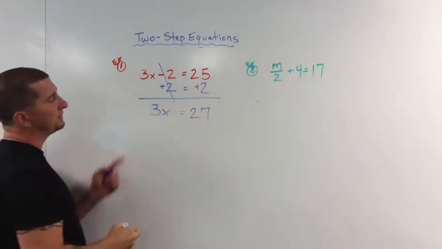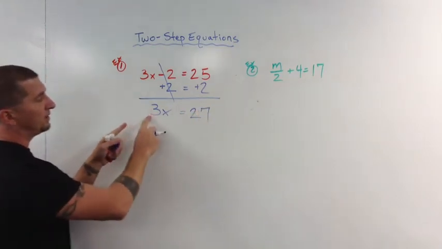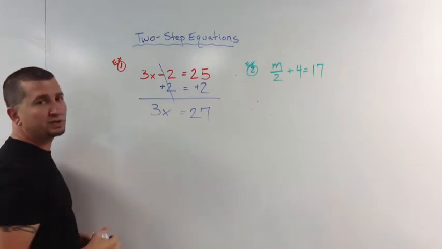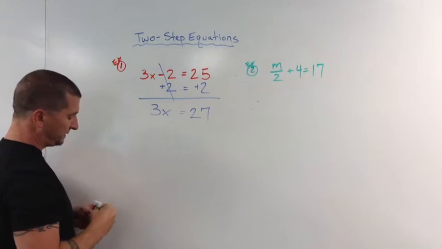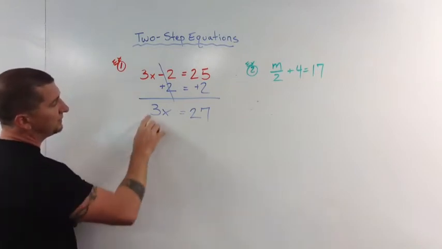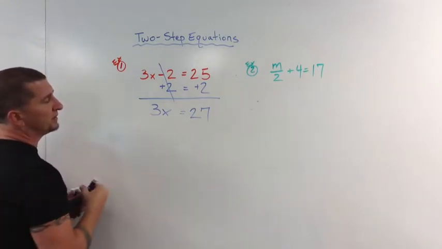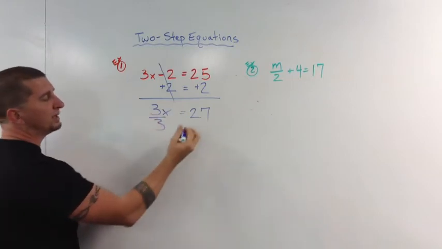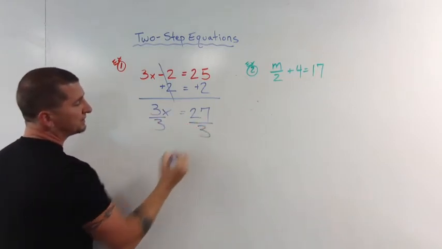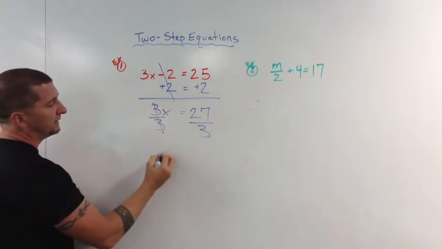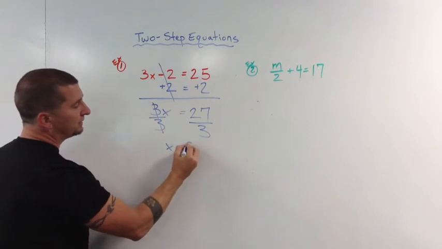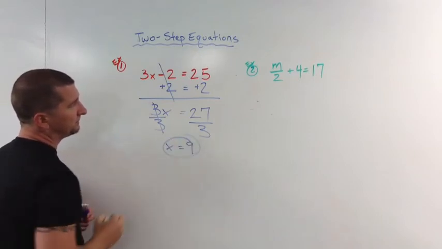That's one step. Our second step involves eliminating our coefficient of 3. We just want a coefficient of 1. In order to do that, we divide by our coefficient. That gives us a fraction of 3 over 3, which is 1. And we do that on both sides of the equation. We have 27 divided by 3, which is 9.